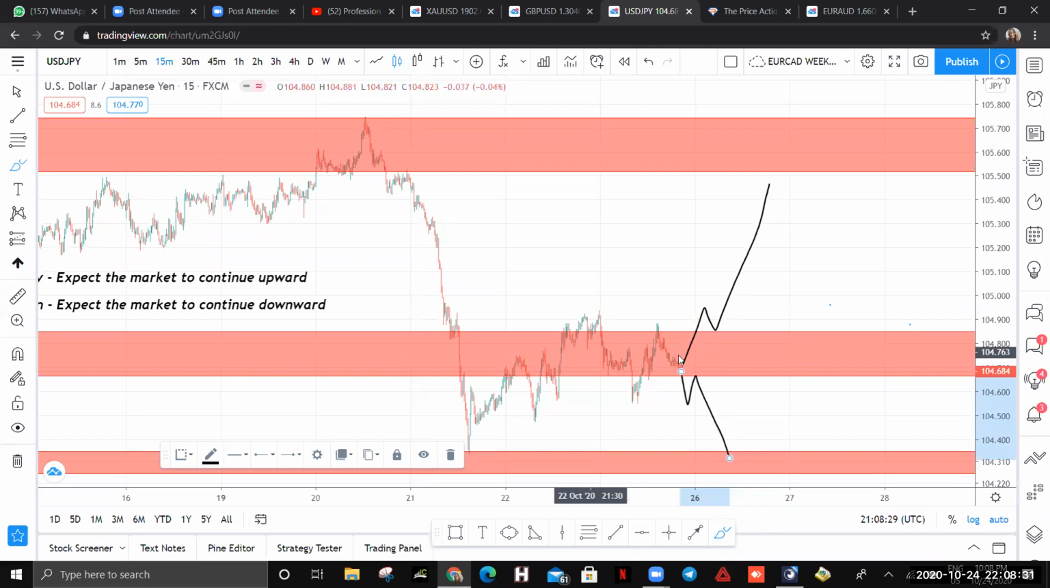As it is now, price is on our support, on this zone. Price is on this zone. This is the zone where it is now.